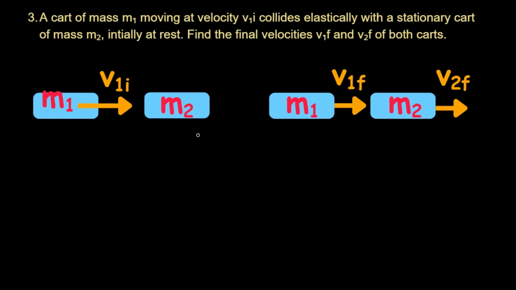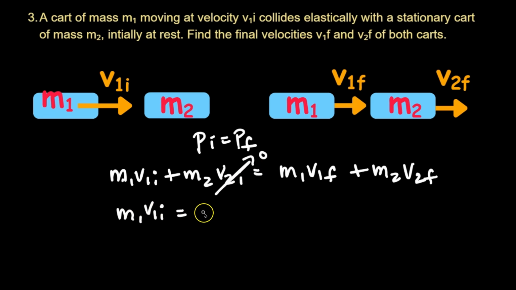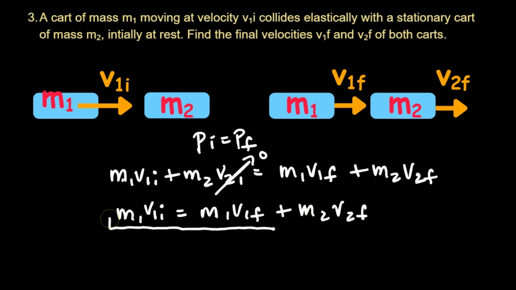Let's first take a look at momentum. When momentum is conserved, that means the total initial momentum equals the total final momentum. And remember that momentum can be represented by mv. So on the left-hand side, we have the total initial momentum, and on the right-hand side, we have the total final momentum. Since object 2 is initially at rest, we can set this value here to 0. This gives us the equation m1 v1 initial equal to m1 v1 final plus m2 v2 final. We're going to bracket this, and we're going to use this later on to solve for the final velocity.